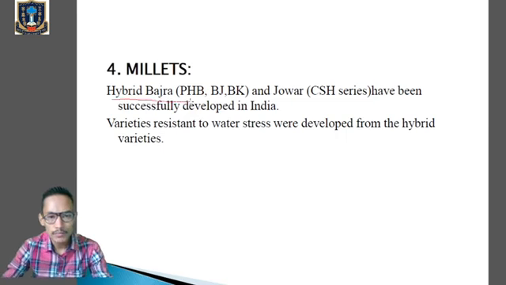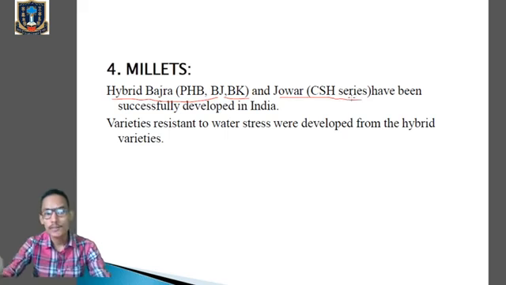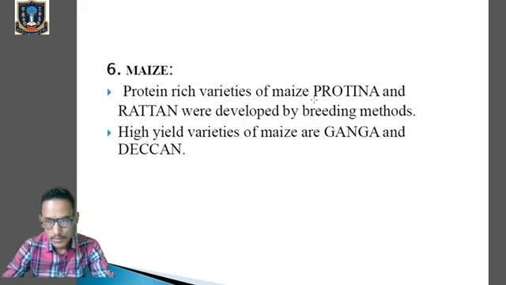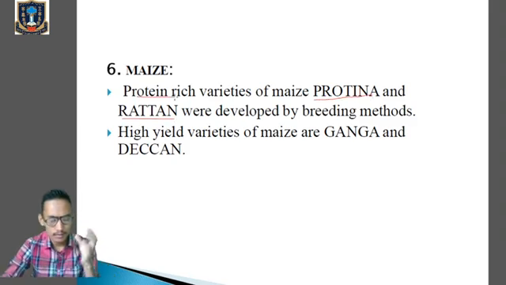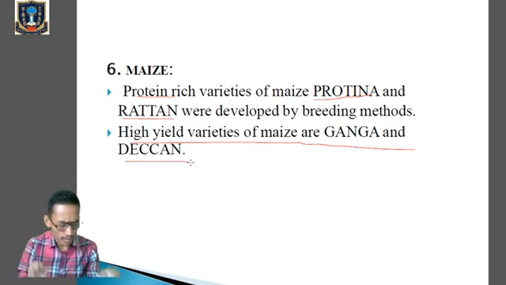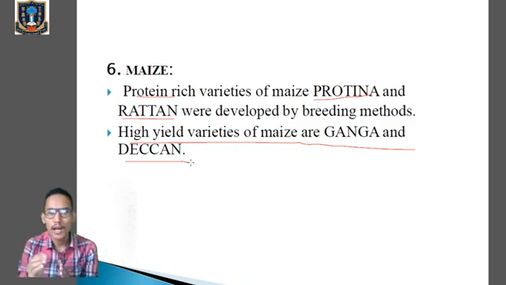Hybrid Bajra, PHB, BJ, BK, and Jowar CSH series, which have been successfully developed in India, and these varieties were resistant to water stress. The next one is maize. Protein-rich varieties of maize have been developed. The names are Protina and Ratan. These have high protein content. These were developed by breeding methods, and high yielding varieties of maize such as Ganga and Deccan were also produced in India.